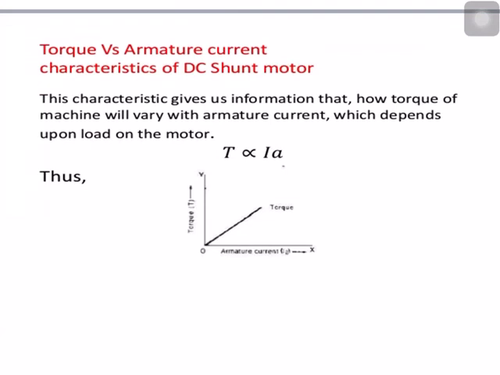Torque is taken on the y-axis, and armature current is taken on the x-axis. As T is directly proportional to Ia, we will get a linear curve. The characteristics curve gives the information on how the torque of the machine will vary with armature current, which depends on the load on the motor. So we will get a linear relationship between those two.